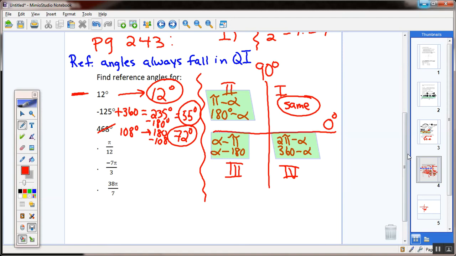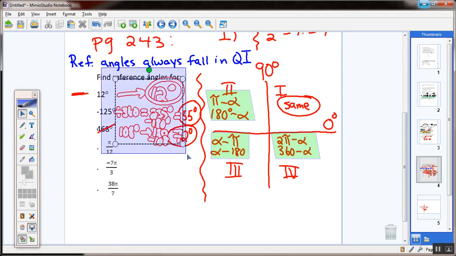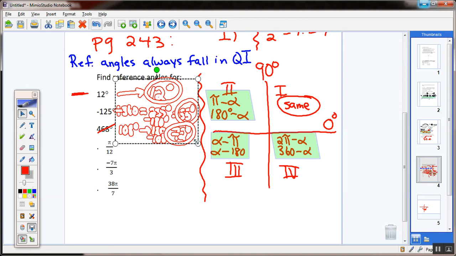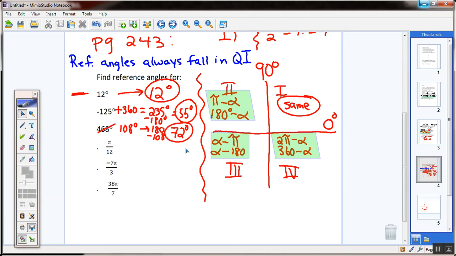Now we start talking radians, and this is where things get difficult. Any questions so far? Anybody? All right, here's what I would encourage you guys to do for the radians, okay? And maybe you guys can help me with this. For radians, this is the same as 0 degrees, 0 radians, up to about 1.57 radians, which is pi over 2, okay?